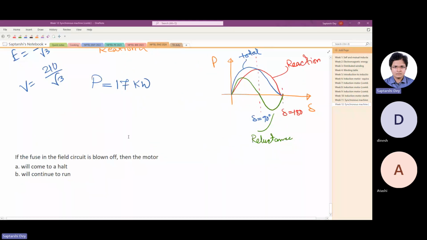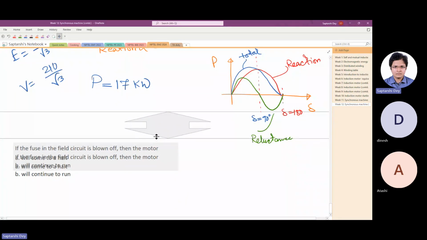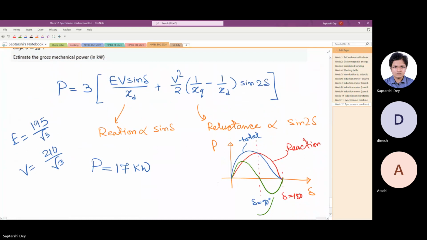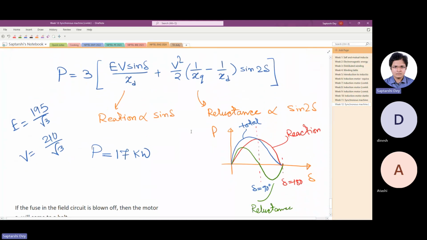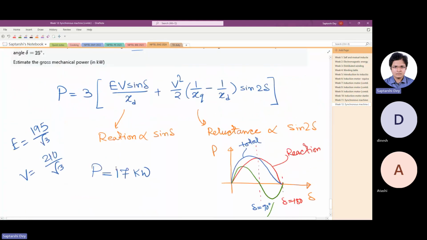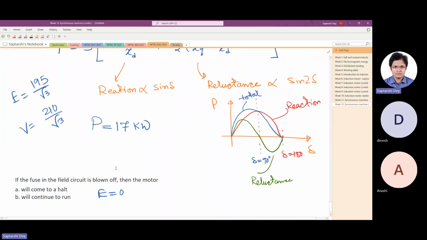If the fuse in the field circuit is blown, it means you have lost the excitation power. Basically E is 0, so there is no back EMF. You are only relying on the reluctance now. Then will the motor keep on running or not?